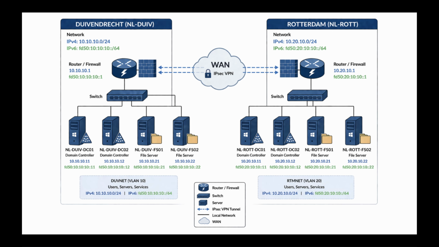Now, looking at the sites themselves, Duivendrecht is the main location. This is where the core of our environment lives. We have two domain controllers there for Active Directory, DNS and authentication. And we have two file servers for storage and shared data. Rotterdam is the second site. It is connected to Duivendrecht over an IPsec VPN across the internet. And it also has its own local servers. That means both sites can work together as one single environment, while still having local services on each site.